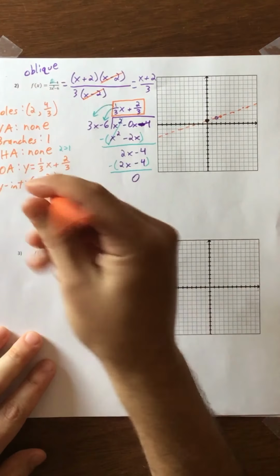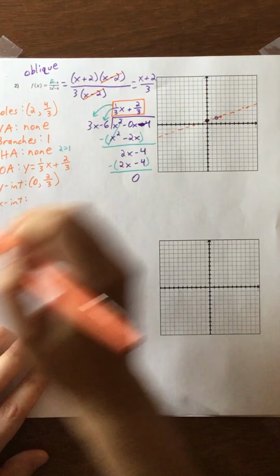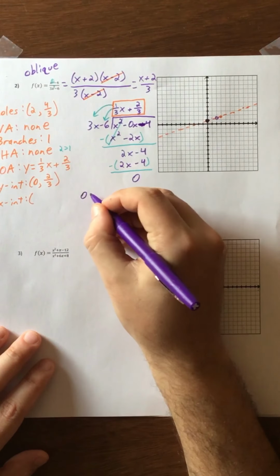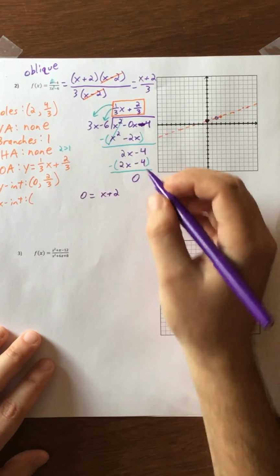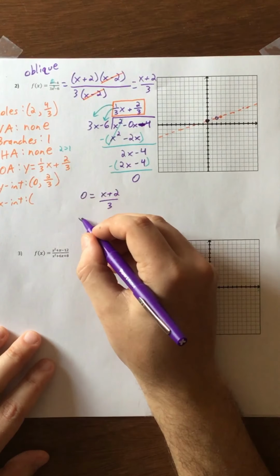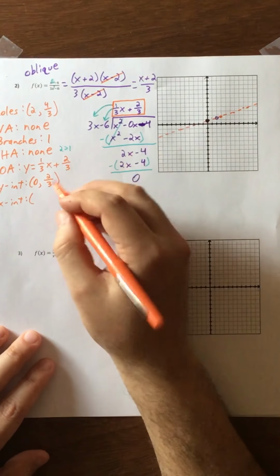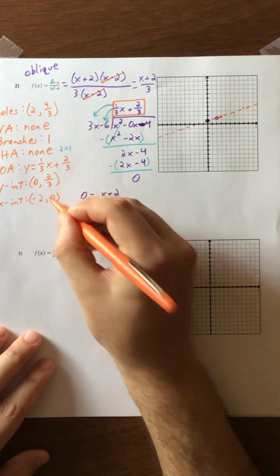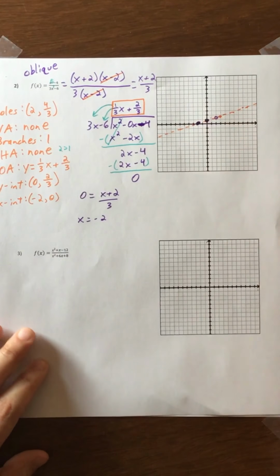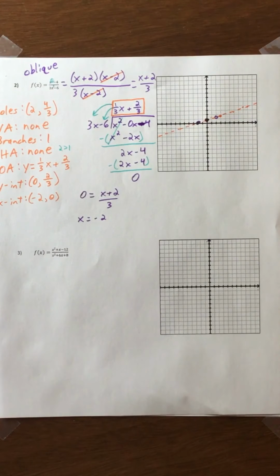The x-intercept, I'm going to plug in y is 0. Okay, and I solve. When I do y is 0, I'm going to solve this equation here. I'm going to get x equals negative 2. So I have an x-intercept at (-2, 0). Okay. If you graphed it properly, it should also look like it falls right on the oblique asymptote.